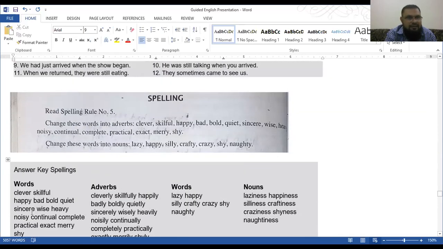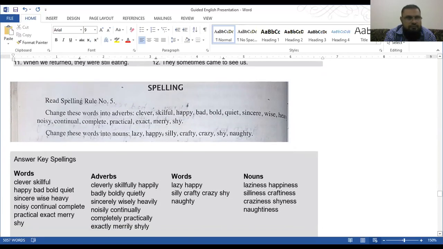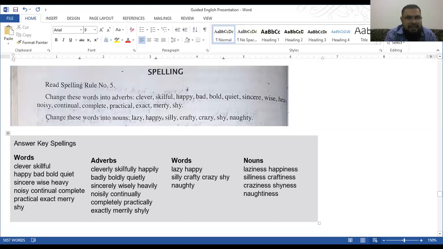First, these are the words, and he said to change them into adverbs. First, word to adverb, then word to noun. Cleverly, skillfully, happily, badly, boldly, quietly, sincerely, wisely, heavily, noisily, continually, completely, practically, exactly, merrily, shyly.